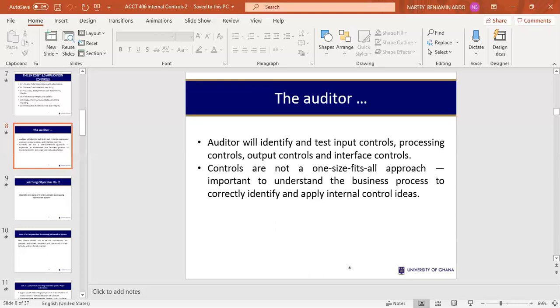Then from the processing stage, we generate information to be given to users. We have two key users, internal users and external users. So what is information generation? It's about compiling, arranging, formatting, and presenting information to users. So we compile, and then we arrange, we format, and then we present.